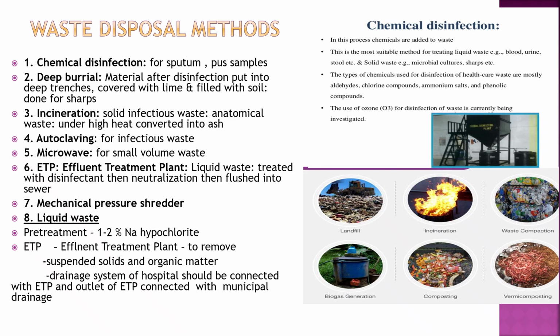Now disposal methods. First is chemical disposal, the chemical disinfection. For sputum, pus samples or body fluids, blood, urine, stool, all are done by chemical disinfection. A 1 to 2% sodium hypochlorite solution is used for the chemical disinfection. Then deep burial. Material after disinfection is put into deep trenches covered with lime and filled with soil. This is mainly done for sharps.